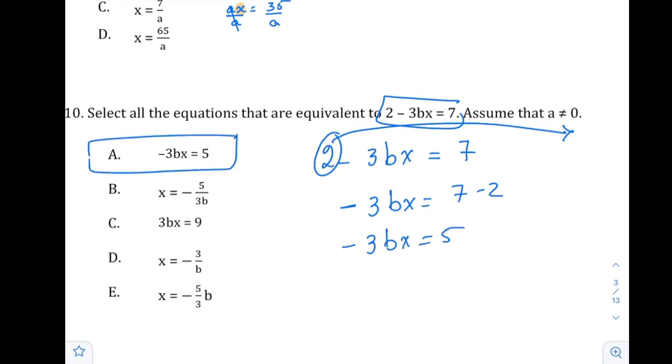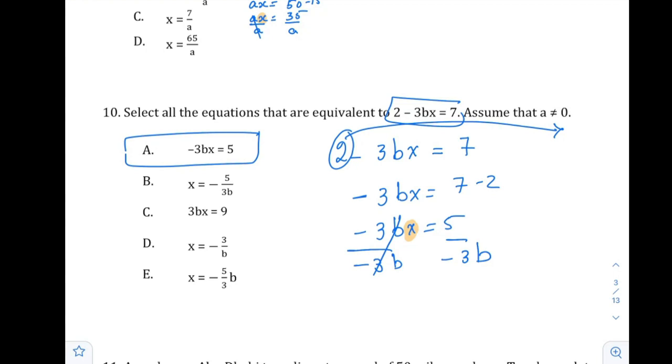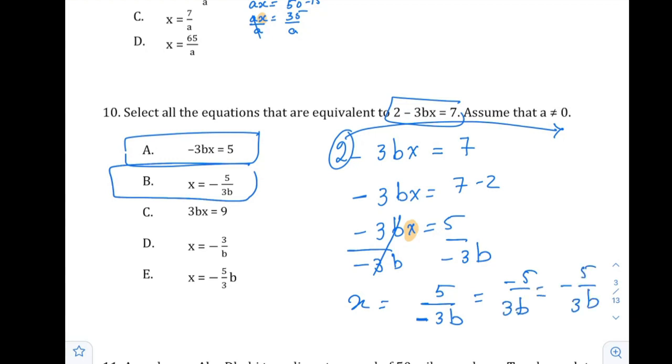So this is correct. Now, if you want to solve for x, x is multiplied by negative 3b. So I will divide by negative 3b both sides, which is matching with the other choice. So x is 5 over negative 3b. The minus sign, whether it is up, down, or in the middle, is the same. And this is equivalent to minus 5 over 3b, or negative 5 over 3b. So we have two correct answers here.